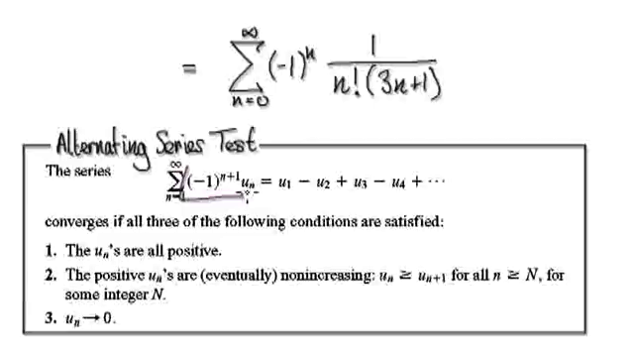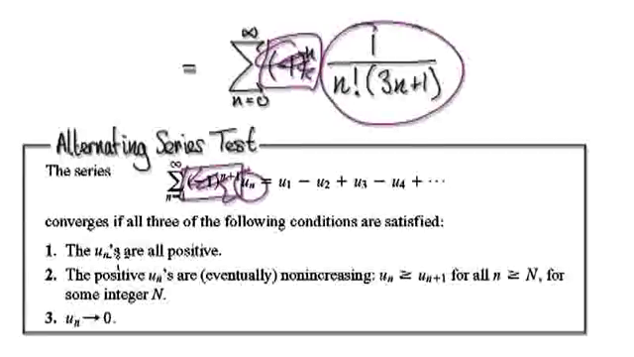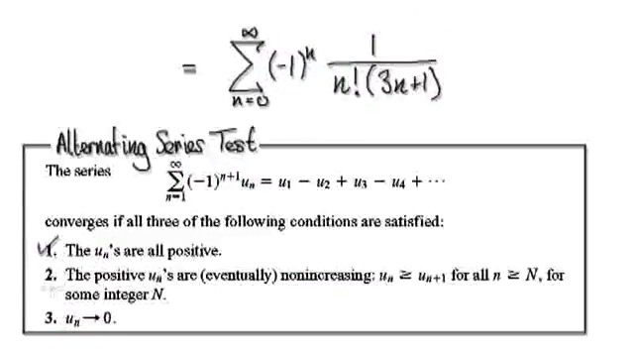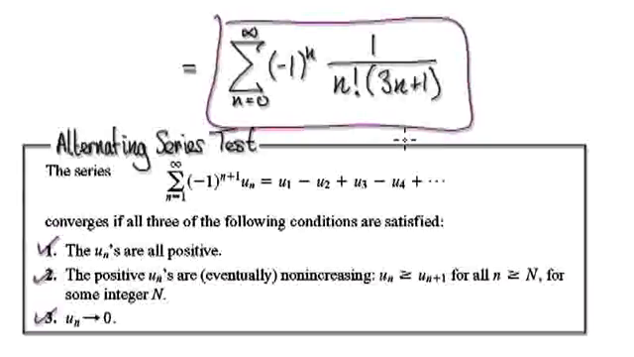As always, we would discard the alternating component and then concentrate on the UN. Make sure all the UNs are positive, which it is in our case. Make sure all the UNs are non-increasing, and make sure that the limit of UN heads towards 0 as n tends to infinity. I'm assuming you can do all three. So all these three have been satisfied. Therefore, we know that this is an alternating series and it converges.